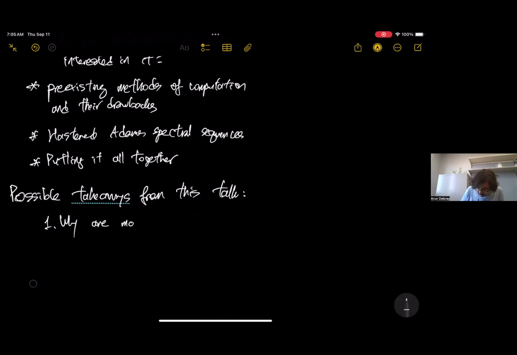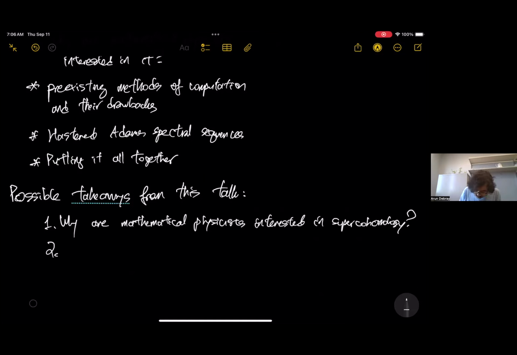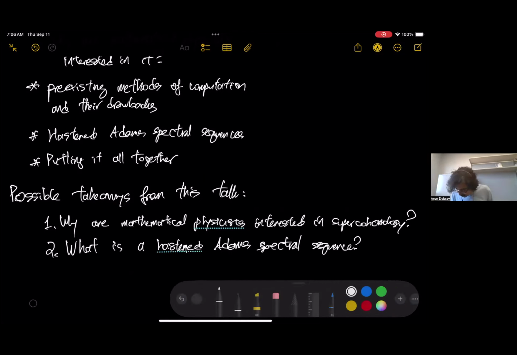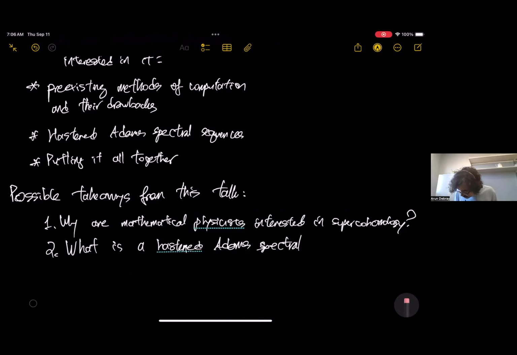So why are people outside of homotopy theory interested in this? It's always nice to have that. Another potential takeaway is what is an Adams spectral sequence? I apologize for my handwriting. If at any point anything is hard to read, please let me know and I'll rewrite it.